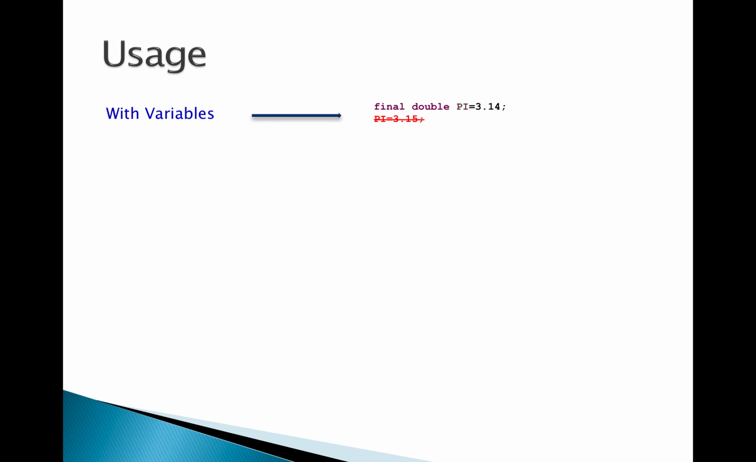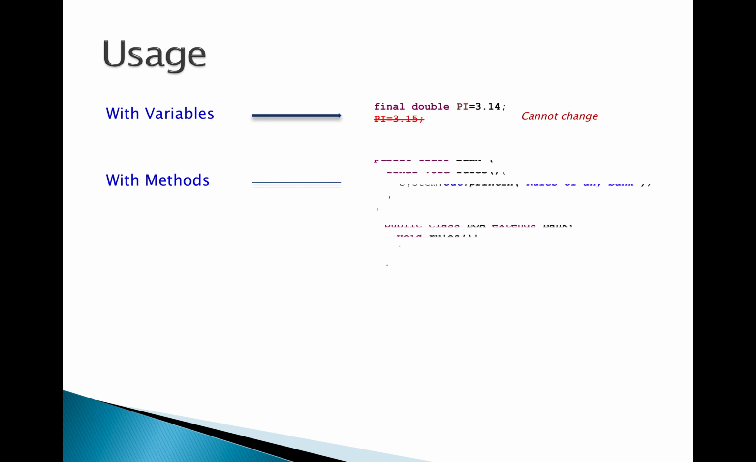If you put final before that variable, then it becomes a constant. That means you can assign it only once. You cannot change it after that. So if I try to change pi to 3.15, you are going to get a compilation issue. Next is with the methods. If you try using final with a method, you cannot override it.